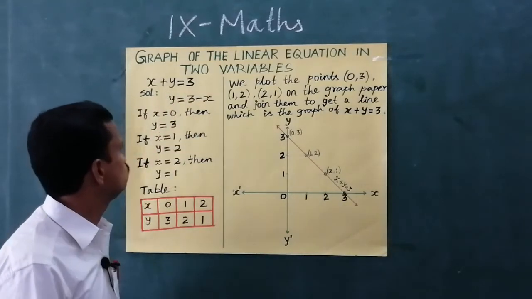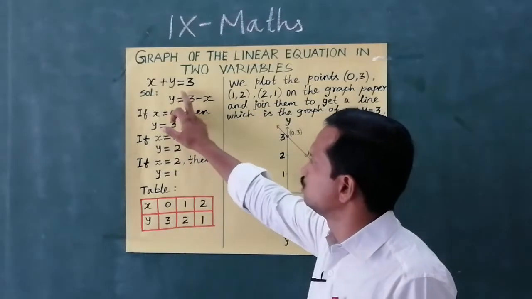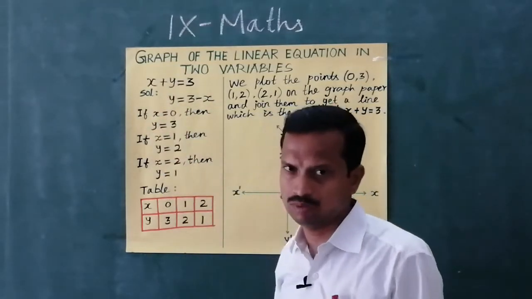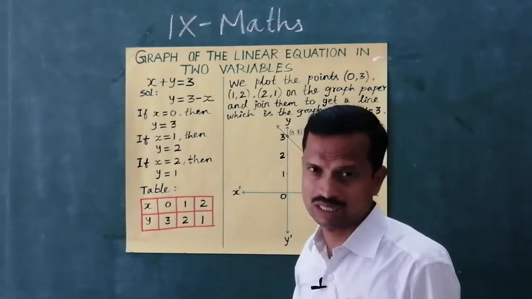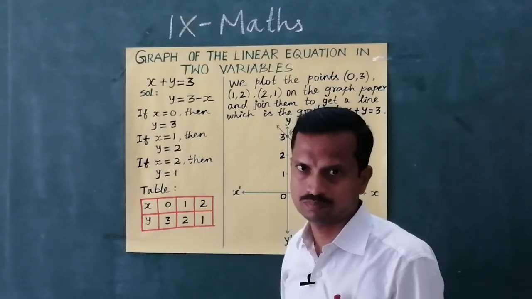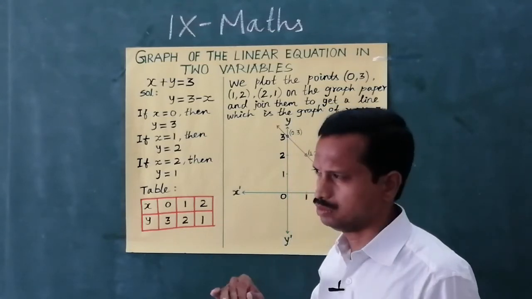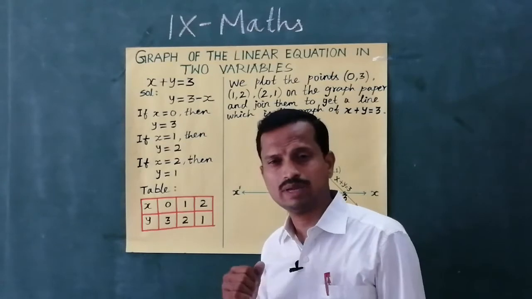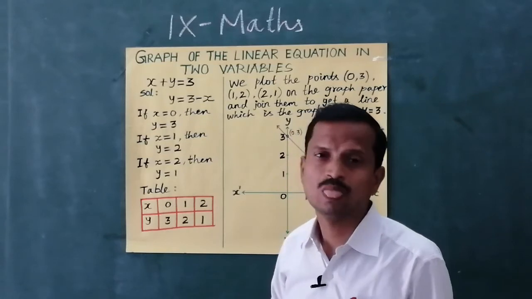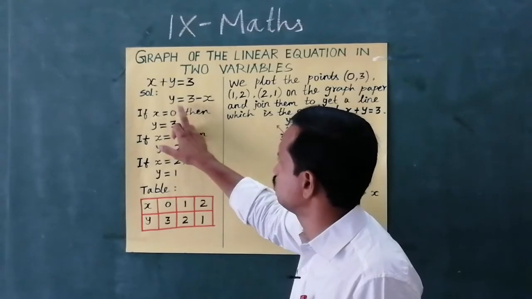x plus y equal to 3. This is the given linear equation in two variables, where x and y are the two variables, and the right side, 3, is a constant. First of all we have to keep y on one side and the other things on the right side. Simply, you have to express y in terms of x, so that it is very easy to find the solutions. So y equal to 3 minus x.